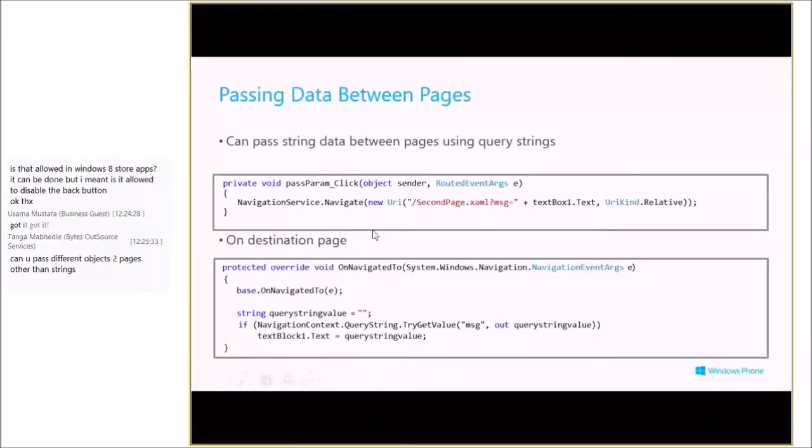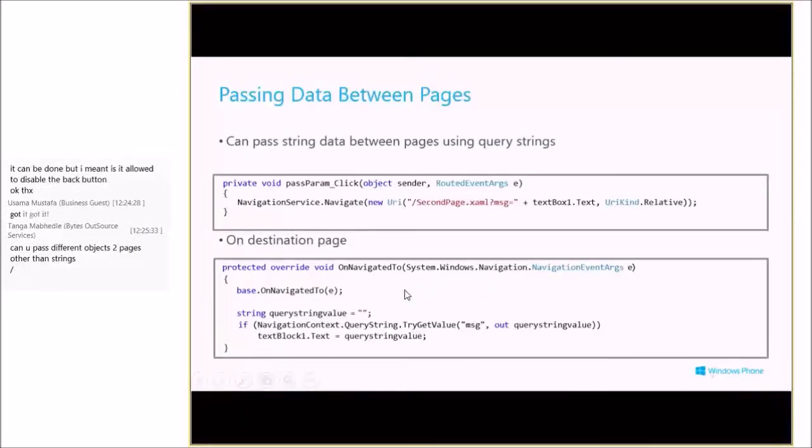And on the destination page, we've got the OnNavigatedTo and OnNavigatedFrom methods that you can override. So on the destination page, you need to extract the data from the query string.